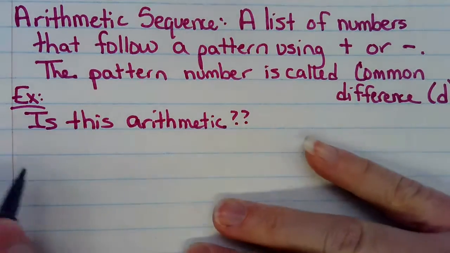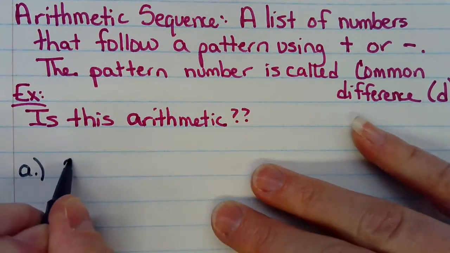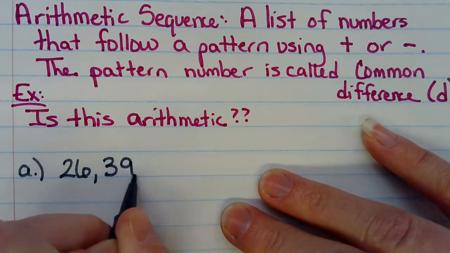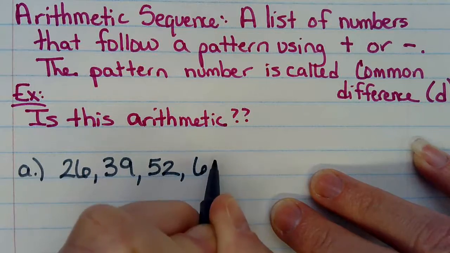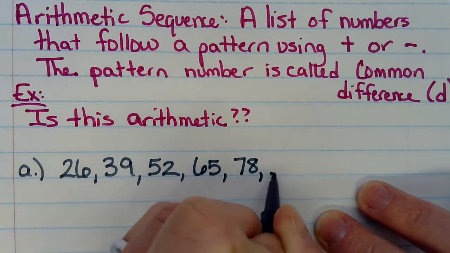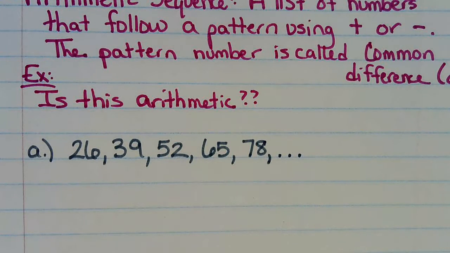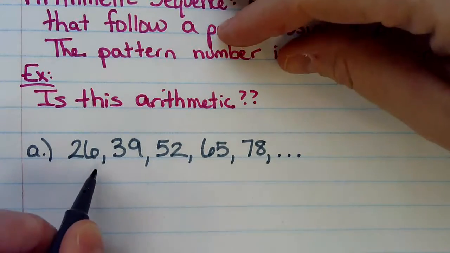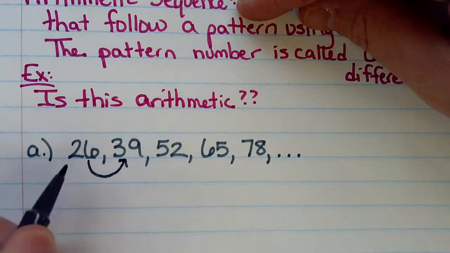So let's see here. We've got some numbers that we're going to list out. What if I gave you 26, 39, 52, 65, 78, and then you're going to see this today, this comma, dot, dot, dot. That means whatever's going on here is going to continue. That dot, dot, dot means to be continued. No, it's not +3. Wow. So, in order for it to be arithmetic, the pattern has to be using addition or subtraction only. So how do you go from 26 to 39?